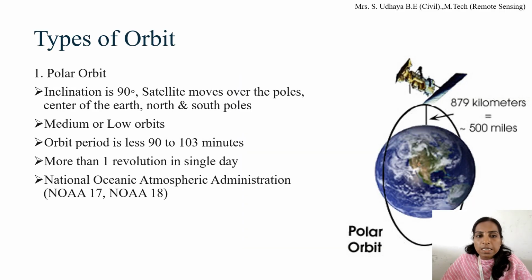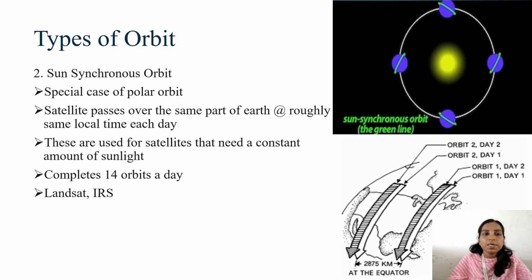Polar orbits have an inclination of 90 degrees. Here the satellite moves over the poles, the north and south poles, around the center of the Earth. They are generally medium or low orbit satellites. Orbit period is 90 to 103 minutes. More than one revolution can happen in a single day. NOAA, National Oceanic and Atmospheric Administration, 17 and 18 are the most common examples of polar orbit.